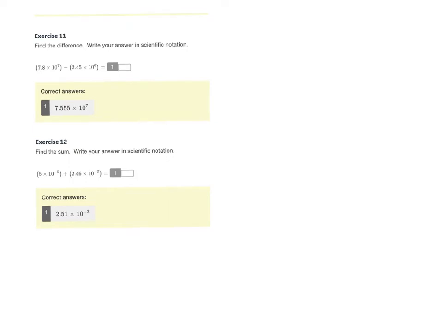All right, exercise 11. 7.8 times 10 to the 7th minus 2.45 times 10 to the 6th. So if we look, what we notice is that these are not the same. So one of the things that we can do is bump this one up. Let's bump this up to 7.